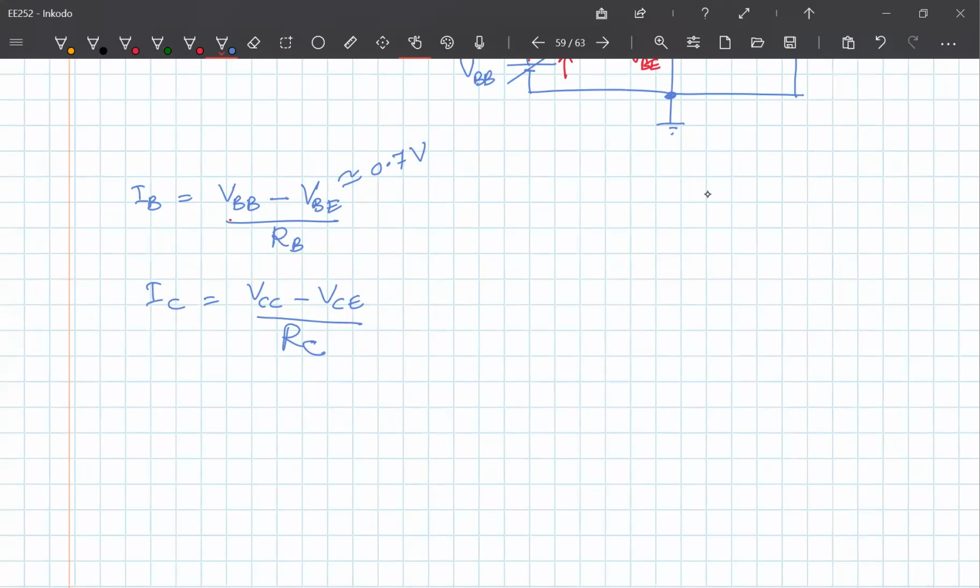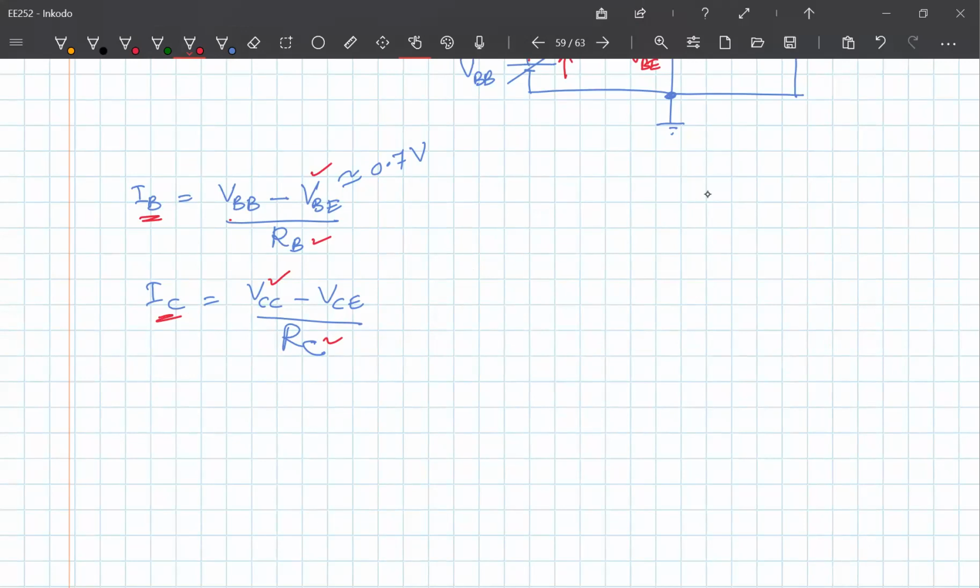VCC we can change, and VCE will change. Both VCC and RC are constants. The beta relationship holds only when the junction is forward biased. So by varying VBB, I can control IB, and by varying VCC, I can control VCE and IC.